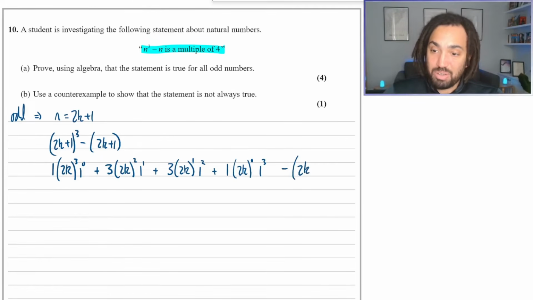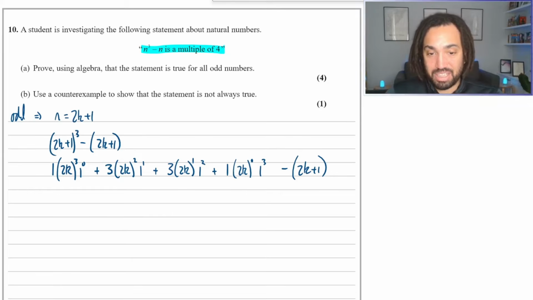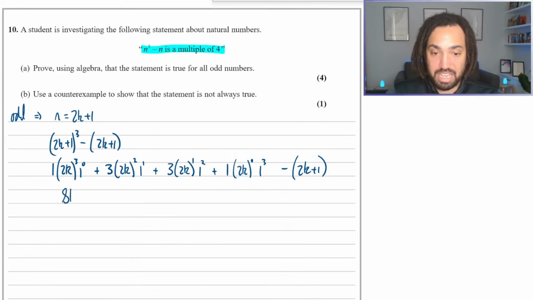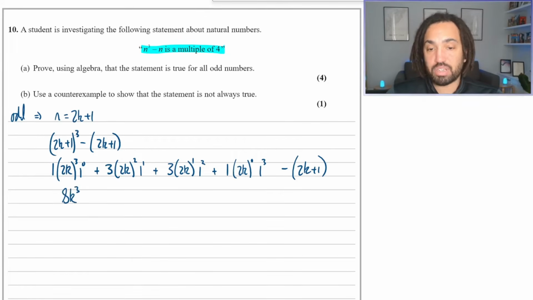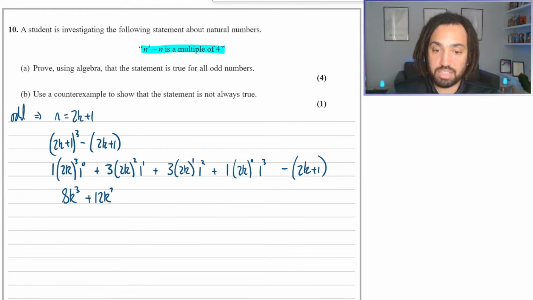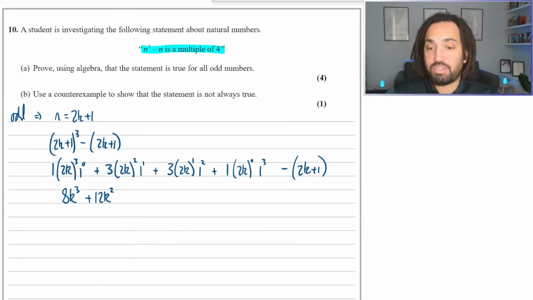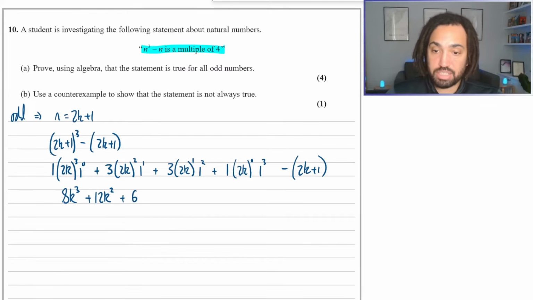Okay, maybe not the most efficient way of expanding this triple bracket, but I've started now, so I might as well go on. 2 cubed is 8, so this is 8k cubed. We have 2 squared is 4 times 3 is 12, so 12k squared. We have 2 times 3 here, which is 6, so that's just 6k. And then here we have 1, 1, 1, it's all 1. And we're taking away 2k plus 1.